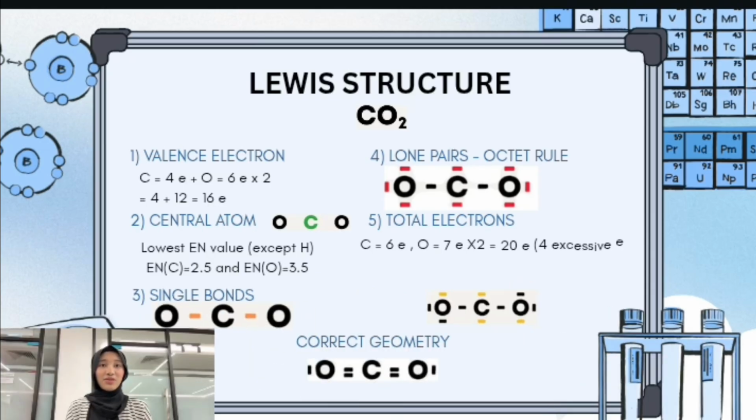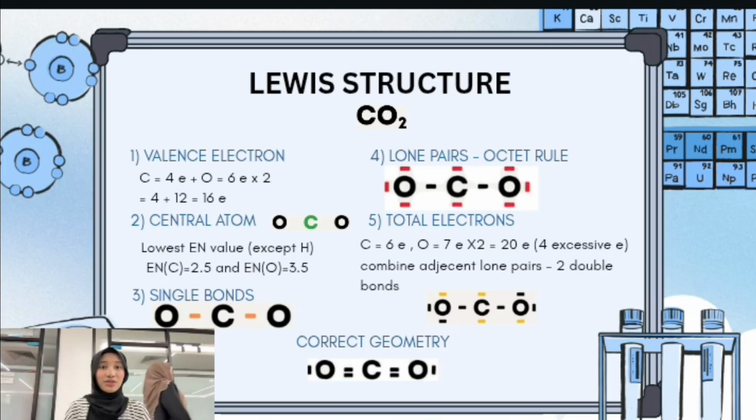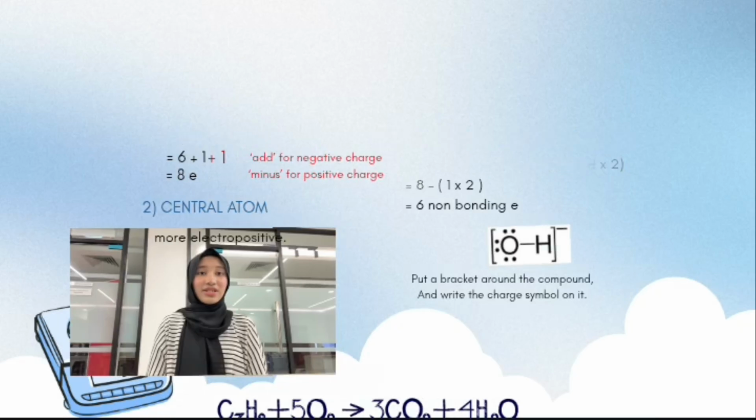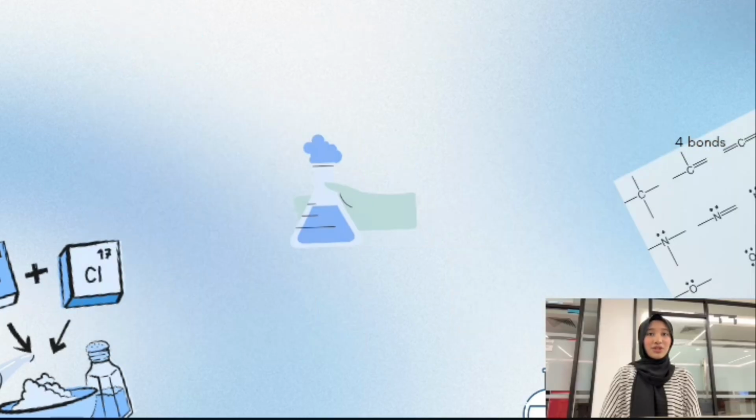So this is how you draw the Lewis structure for CO2. The first step is to calculate the valence electrons, and then the second step is to determine the central atom. The third step is to draw it like that, as you can see on the slide. The fourth step is to place lone pairs and apply the octet rule, and the last step is to calculate the total electrons again. That is how you draw the correct geometry. So this is the table that you should remember.